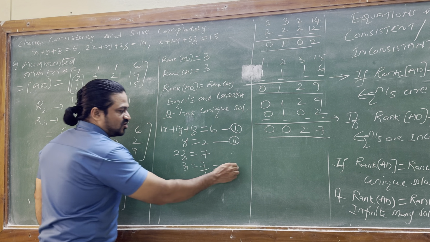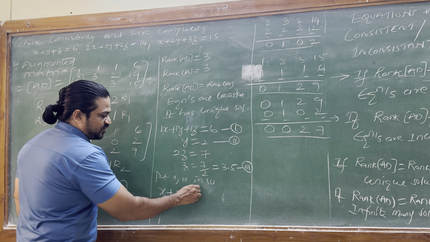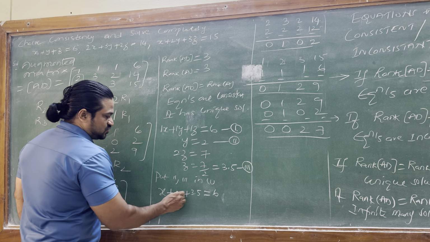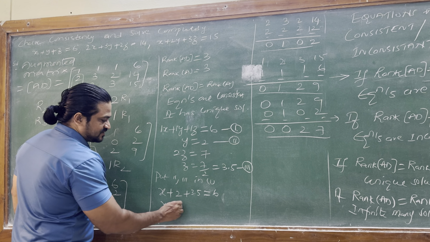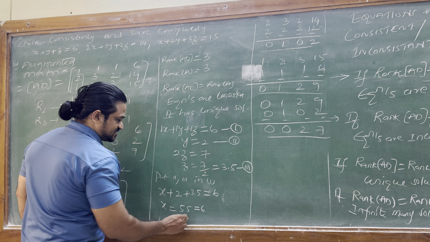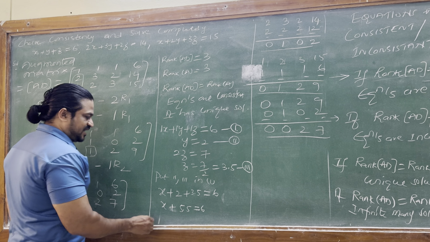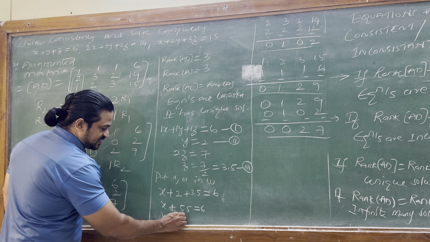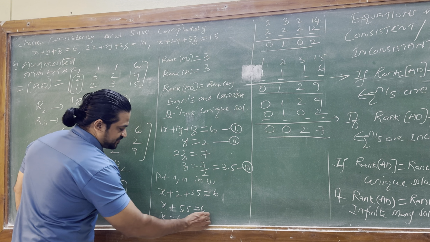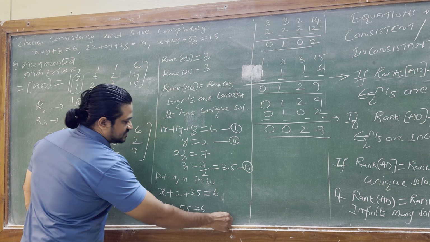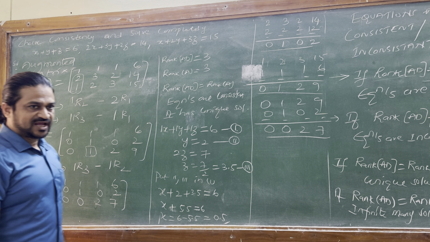Substituting in equation 1. So what we will do, put second, third in 1. In place of x, nothing. In place of y, 2. In place of z, 3.5 equal to 6. 2 plus 3.5 is how much? 5.5 equal to 6. Now x equals to 6 minus 5.5. 0.5. There is a provision of using calculator.